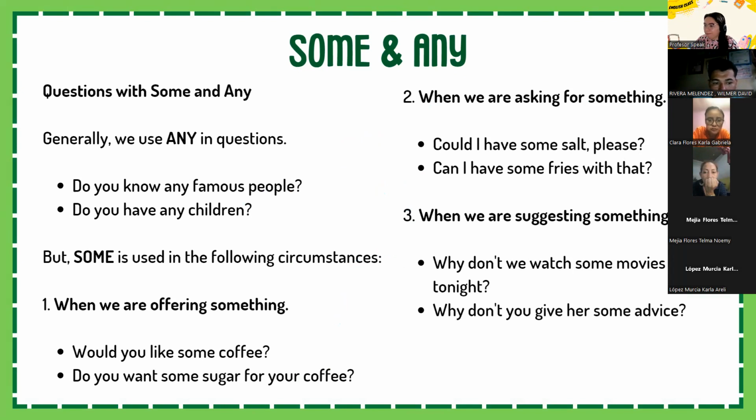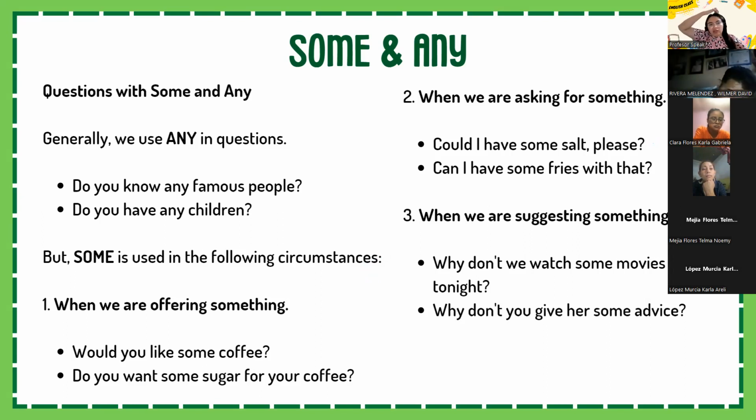Yo tengo una pregunta, teacher. Tell me. Y perdón que no me respondió la compu cuando me preguntó. Okay, no problem. En esa oración, do you know any famous people? Puede sustituir por alguien, any. ¿O qué vendría siendo any? Porque some es algo, ¿verdad? ¿Y any cómo se puede traducir? Porque alguien famoso no sería somebody.